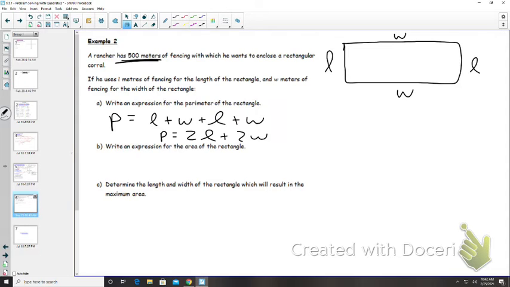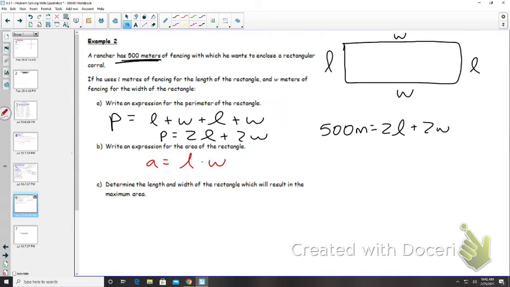And we also know that the perimeter, he has 500 meters of fencing for that, right? That's bigger than a football field. So 500 meters is equal to 2 length plus 2 width. All good there? Okay, Logan, if I wanted to find the area of the rectangle, how would I do that? Yep, length times width, very good.